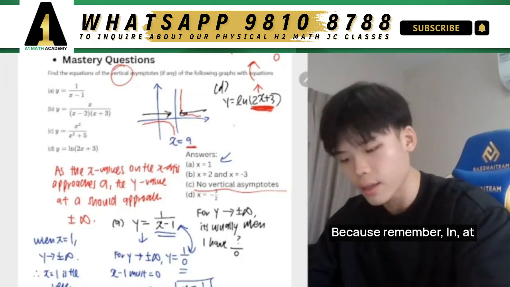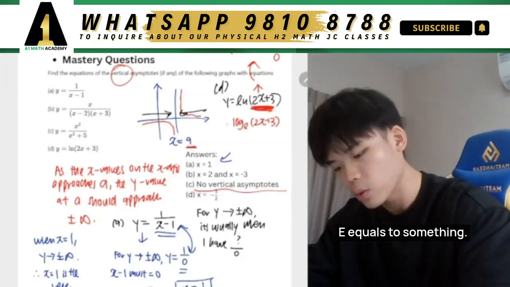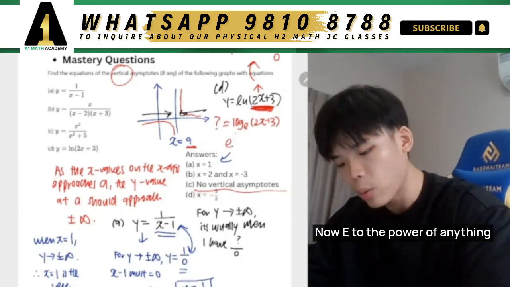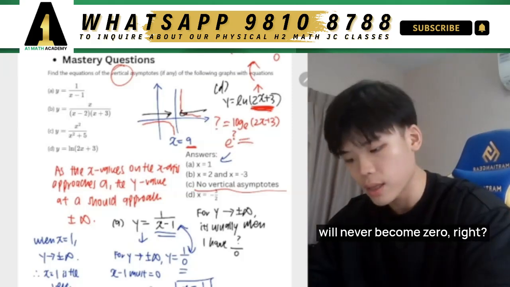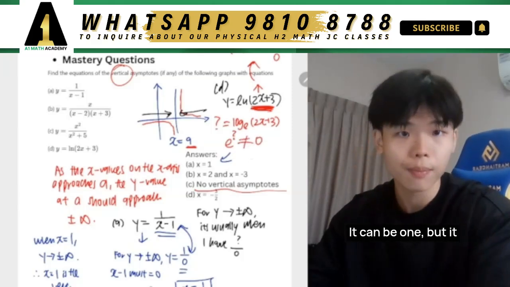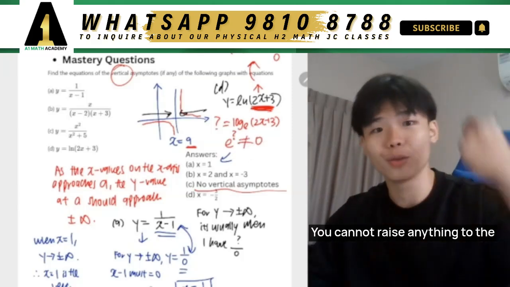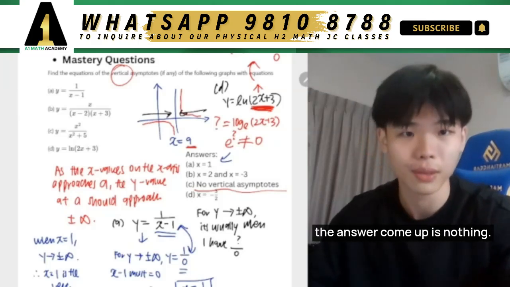Because remember, ln at the core of it is log base e equals something. Now, e to the power of anything will never become 0, right? It can be 1, but it can never be 0. You cannot raise anything to the power of something, and then the answer comes out as nothing.